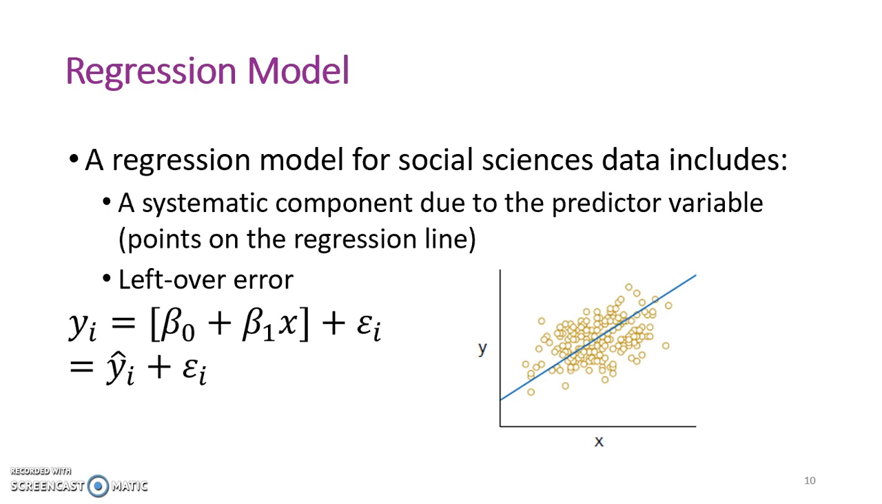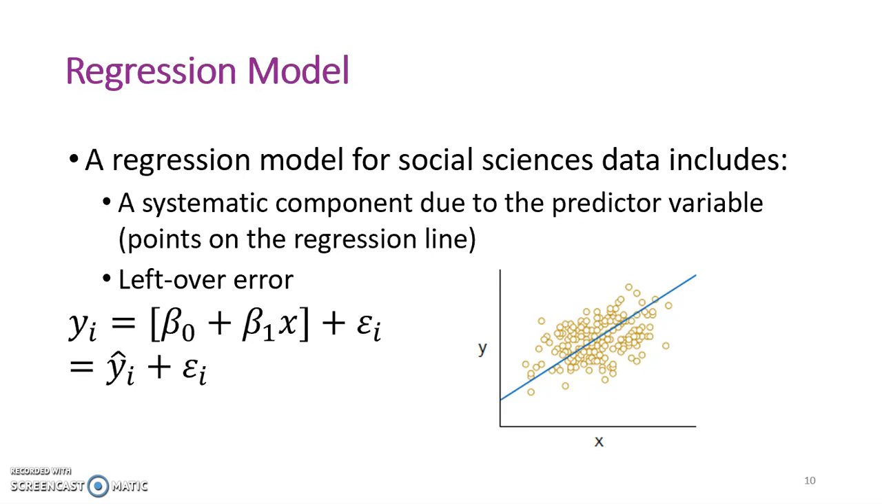Now, a general regression model for social sciences data typically includes some systematic component that's due to the predictor variable x. And these are the points that fall along the regression line. So essentially what that is saying is that as x increases, y systematically changes as well. In this plot on the right, we can see that the regression line going through the center of this scatter plot is telling us that as x increases, y systematically increases as well.